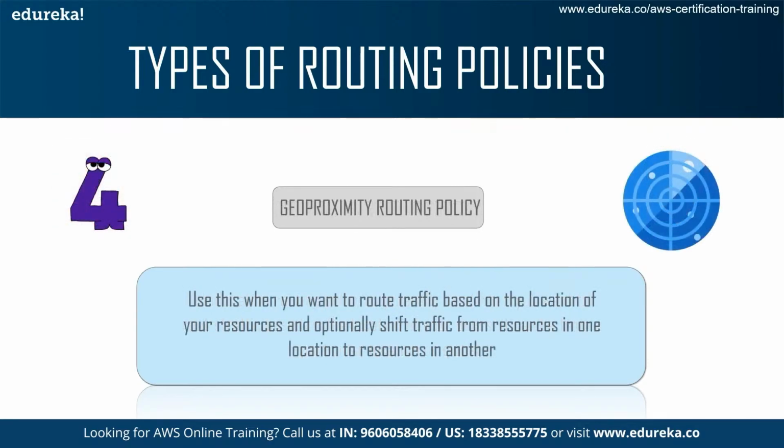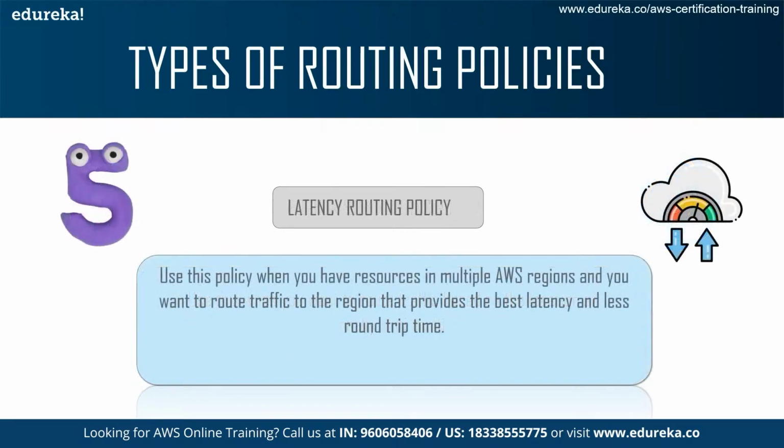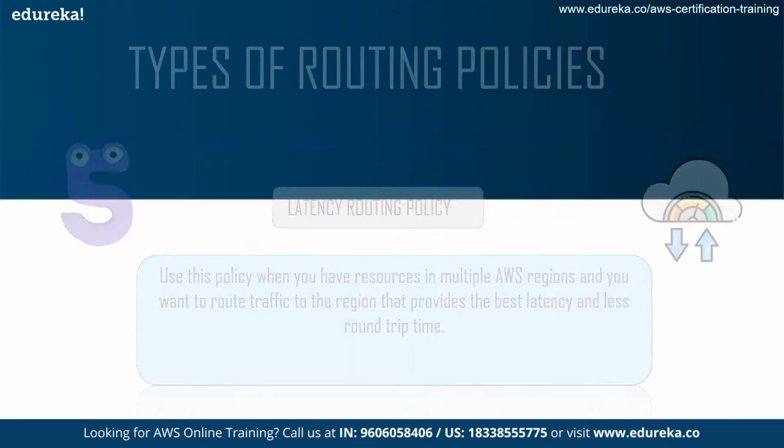Next up, we have geo-proximity routing policy. Now, this is basically used when you want to route traffic based on the location of resources, and you can optionally shift traffic from one resource to another resource or from one location to another location, right? Now, finally, we come to latency routing policy. Now, you can use this policy when you have resources in multiple AWS regions and you want to route traffic to the regions that provide the best latency and less round trip time, right? So, if the region provides best latency, you go and route your traffic for your website over there, right?